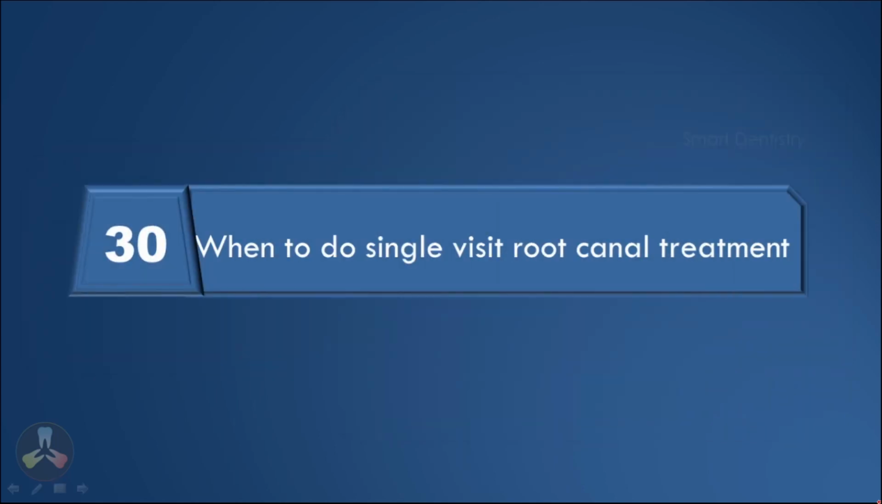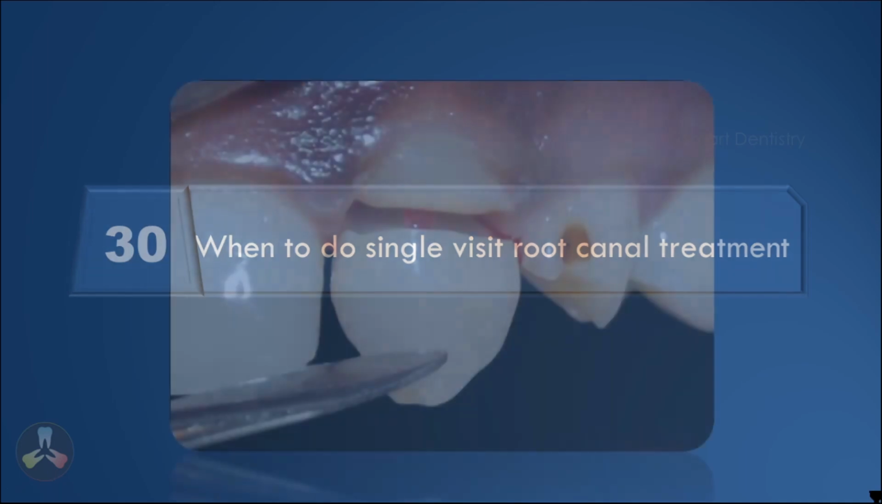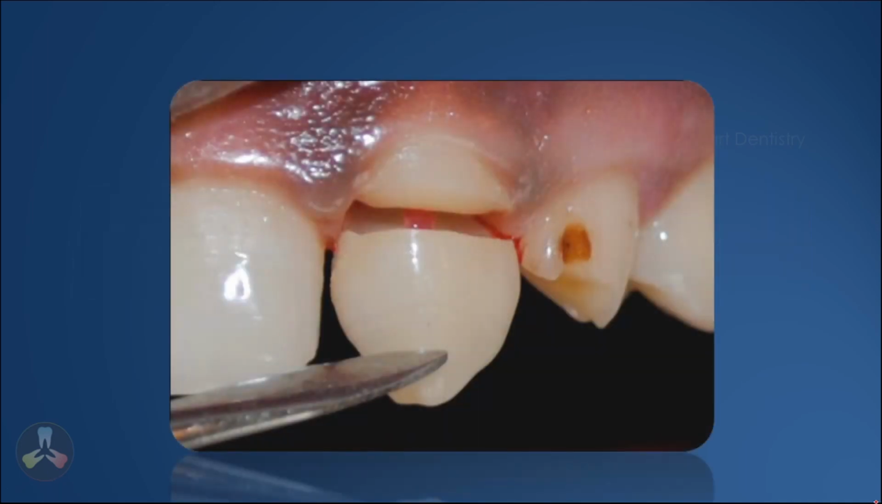And the last tip is when to do a single visit root canal treatment. There are certain clinical situations where we can do single visit root canal treatment. Probably in those clinical scenarios, single visit root canal treatment could give a higher success rate than multiple visit root canal treatment. The first situation is traumatic injuries.